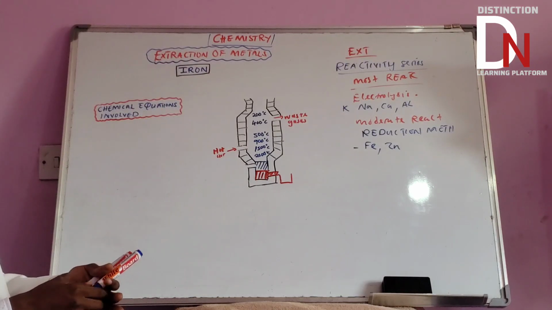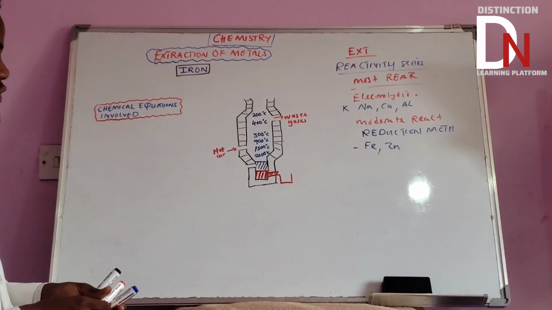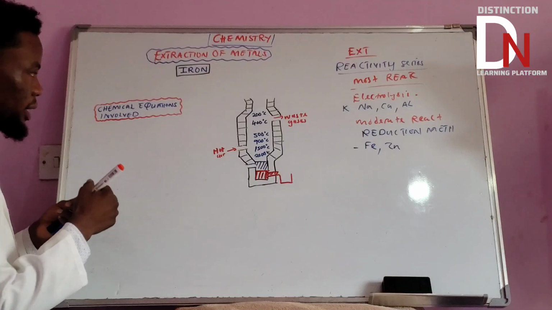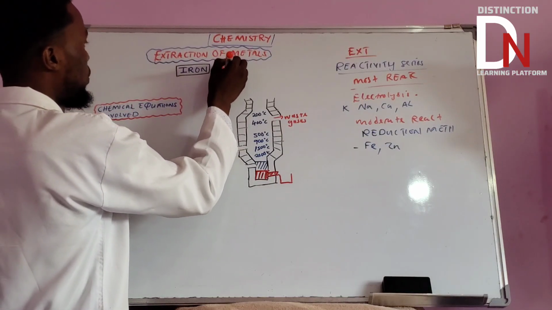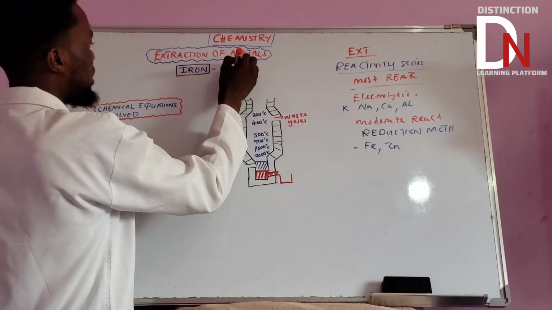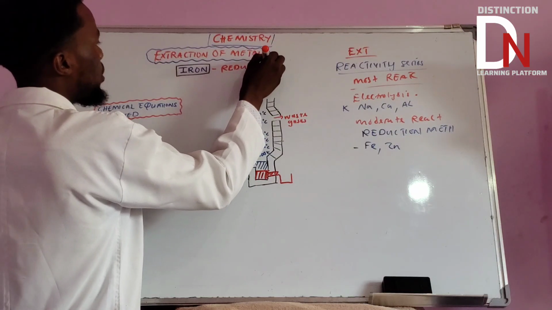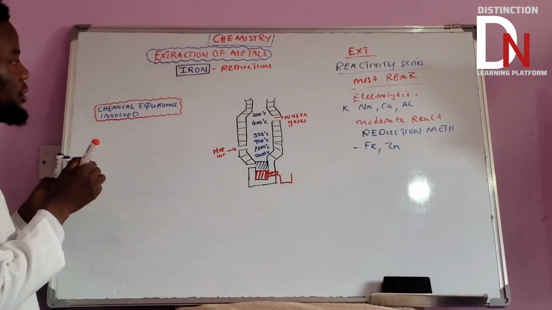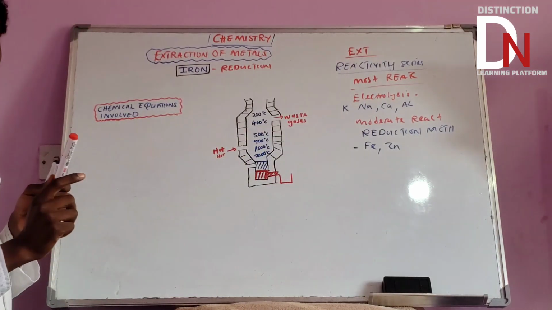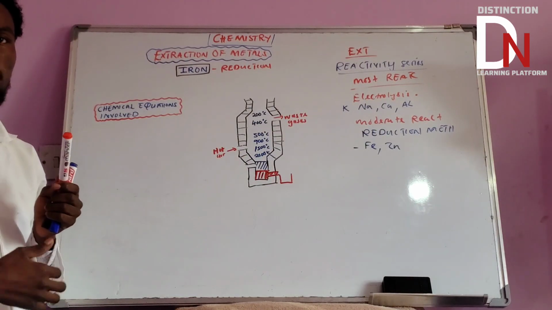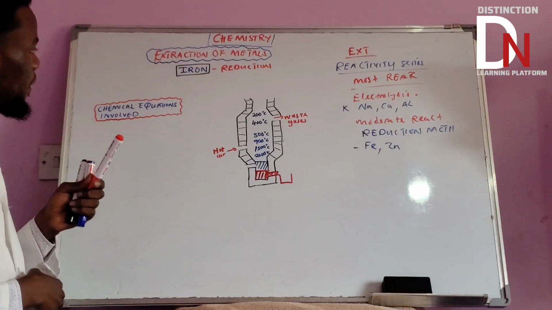Iron, okay? How do you extract iron? So we know that we extract iron using the reduction method. Why are we saying reduction method? Because iron is a moderate reactive metal. Basically, you're going to use a reducing agent that we'll talk about.